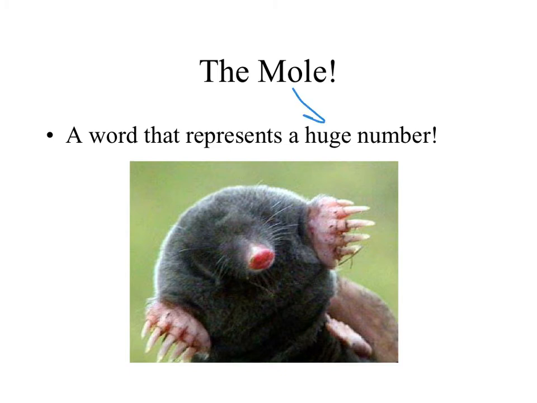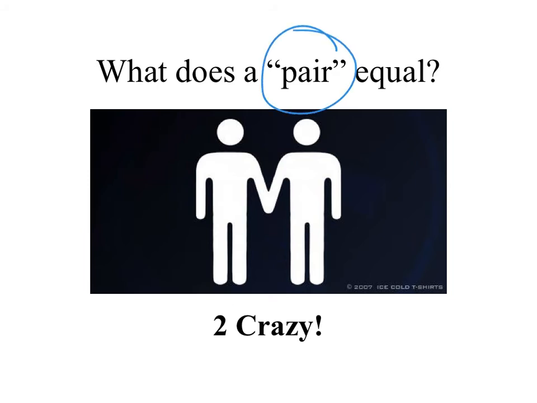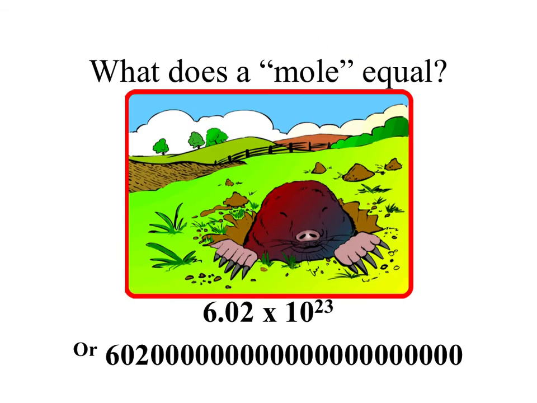The mole is actually a word that represents a huge number. Now, since it's a new word you're not used to, sometimes people get a little confused, but don't. You are used to using words that represent numbers all the time. When you think of a dozen donuts, you know the word a dozen really means 12. It's a word that means a number. When you hear the word pair, a pair means 2. You are used to that. You know that. So now when you hear the word mole, you need to think of a number that actually is 6.02 times 10 to the 23rd power.